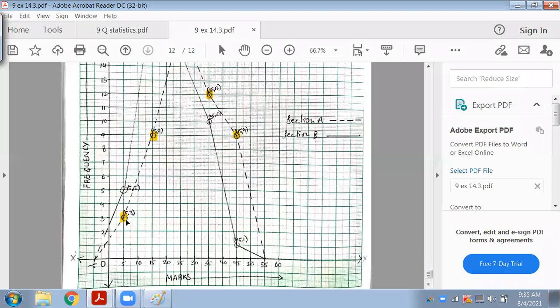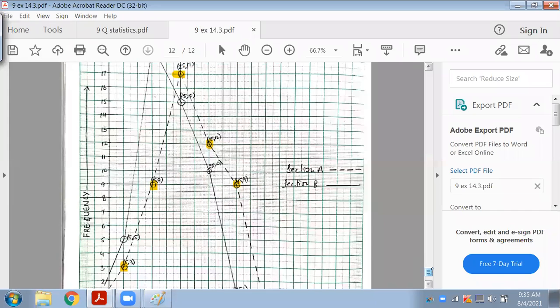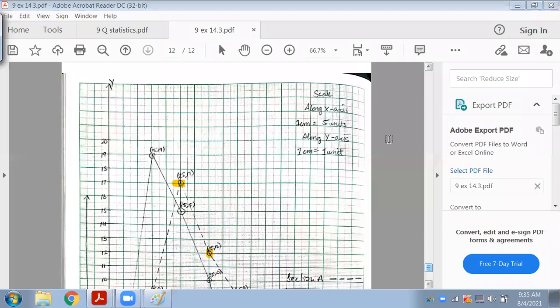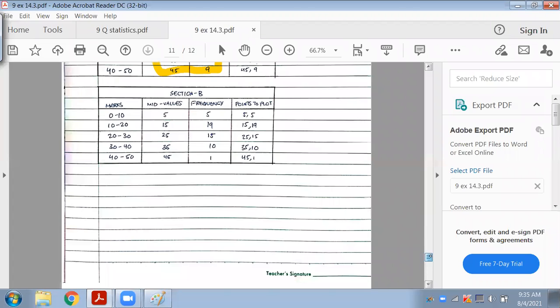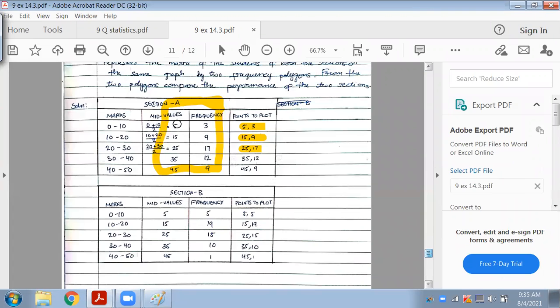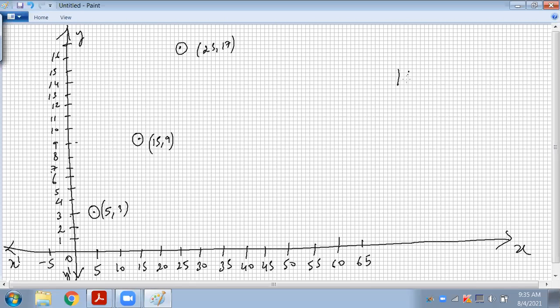Now the first point you are going to join, say before 5 it will be minus 5. Why? Try to understand this. The first mid value is 5, then next is 15. So before 5 it will be how much? It will be 5 minus 10, because the difference between any two mid values is 10. From 5 you subtract 10, it will be minus 5.